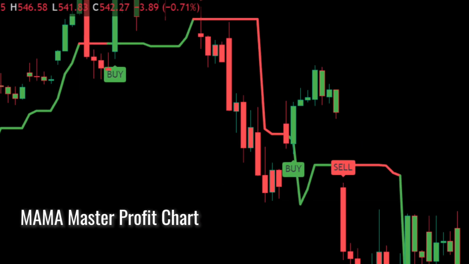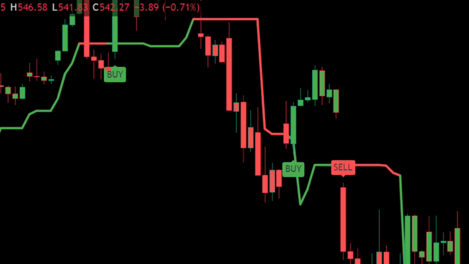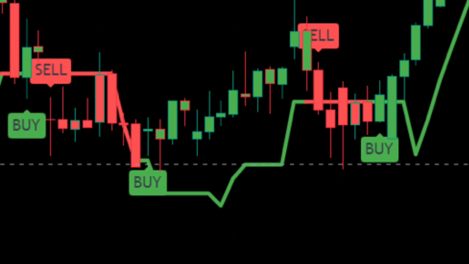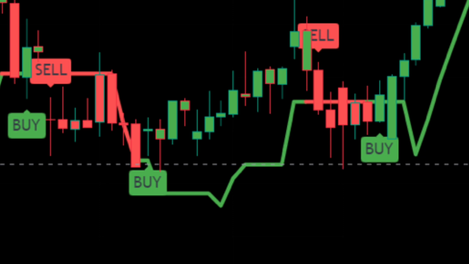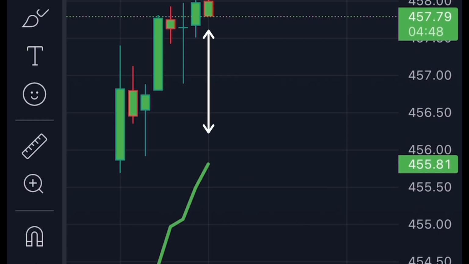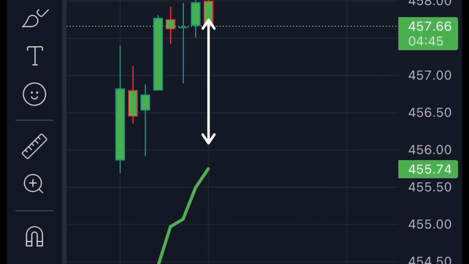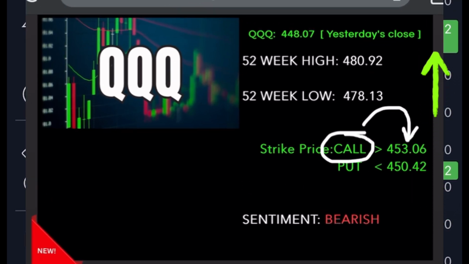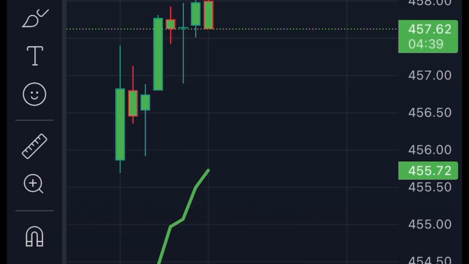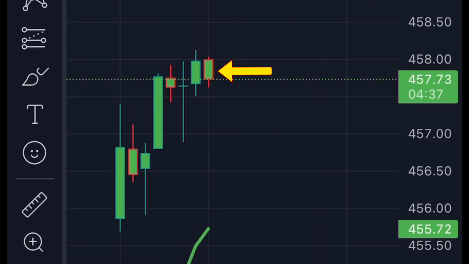I have to check Mama Master Profit chart to see if the bars have a gap between them and the line. If the bars were treading or close to the line, it would indicate to me that this position isn't strong enough for me to enter the trade yet. But since here, there is a huge gap in this QQQ trade and it went above the forecast alert call price, I'm jumping in.